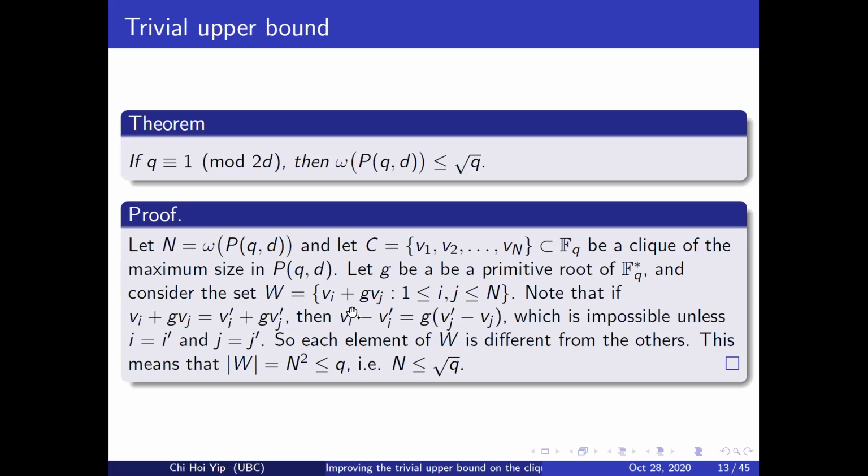By the definition, Vi minus Vi prime and Vj prime minus Vj are both these powers in Fq, but G is not this power because G is a primitive root. So it follows that this equation can hold only if both sides are equal to 0. That means i must be equal to i prime and j equals j prime. So we have shown that these elements are pairwise distinct. So we have this trivial upper bound, which is root Q.